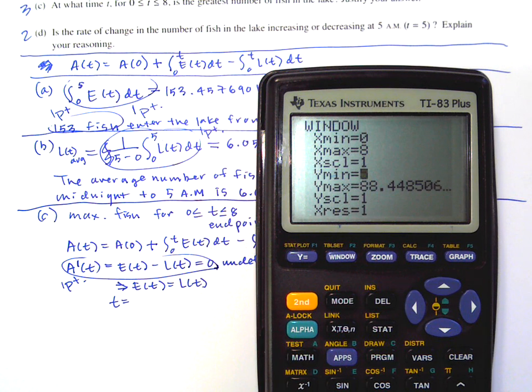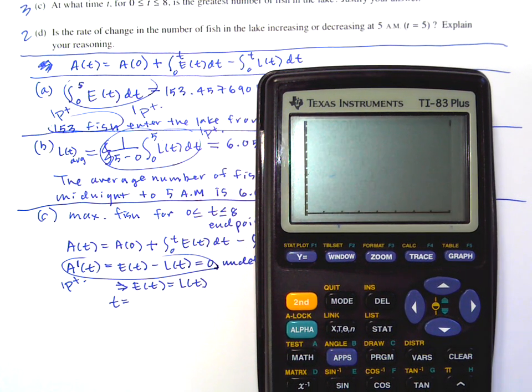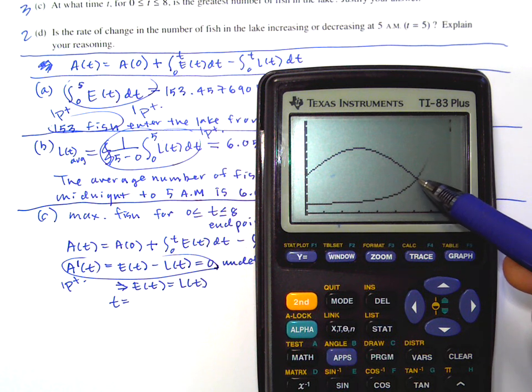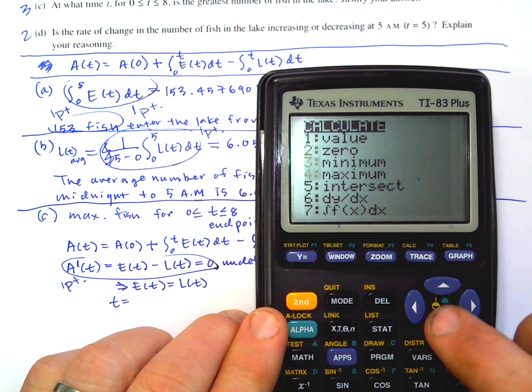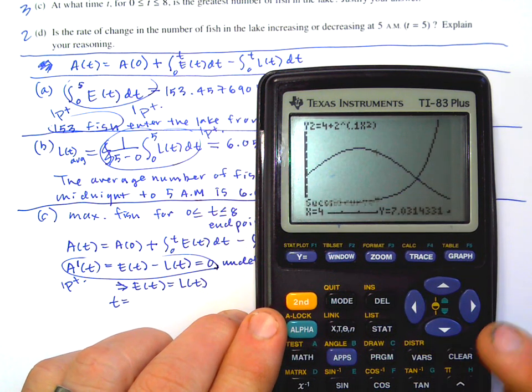We could probably say -1 to, I don't know, 50 would probably be fine. And then that way you see the x-axis. Not that you would have to do this, but it does give a little nicer version of that. So we're going to use our calculator to find this intersection right here. So second calculate, number 5, intersect, first curve, second curve, give it a guess.